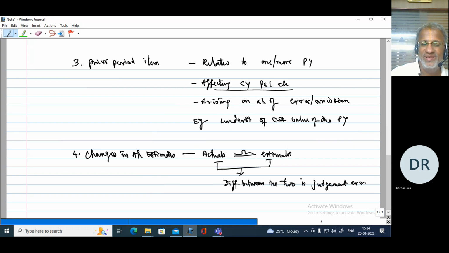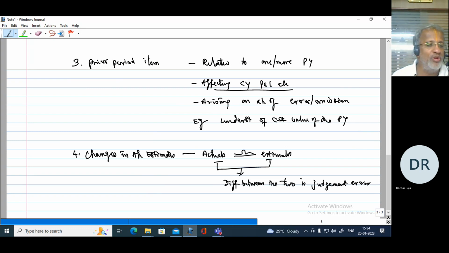Judgment error. Many a time people get confused between prior period items and changes in accounting estimates, because this estimate is related to one or more previous years, which is affecting the current year's P&L account arising on account of error or omission. So this is a judgment error. Always remember, judgment error is not an error at all.